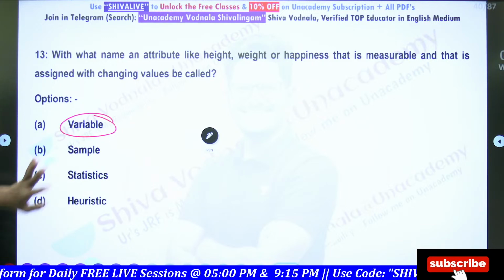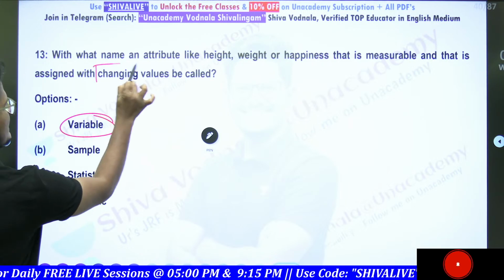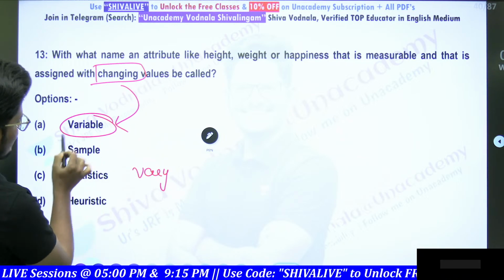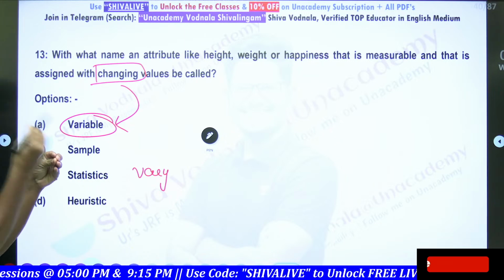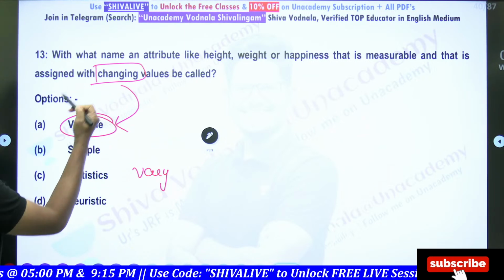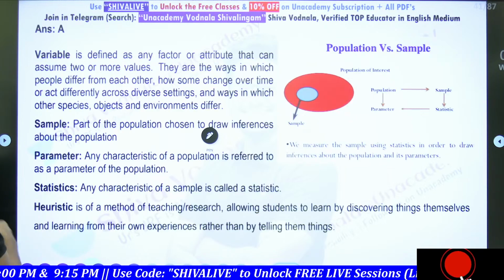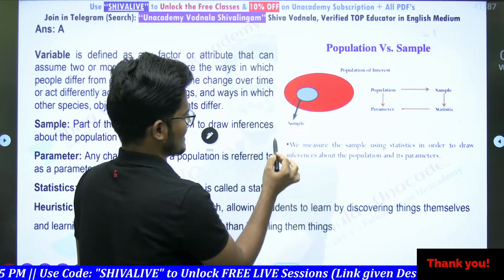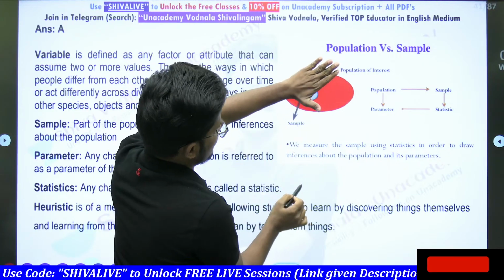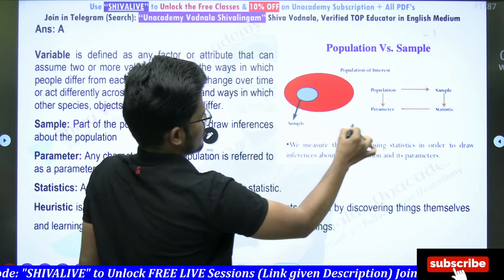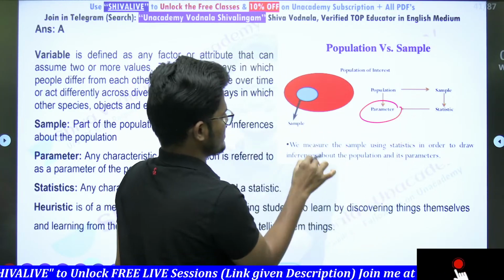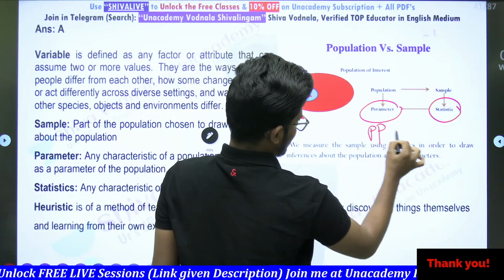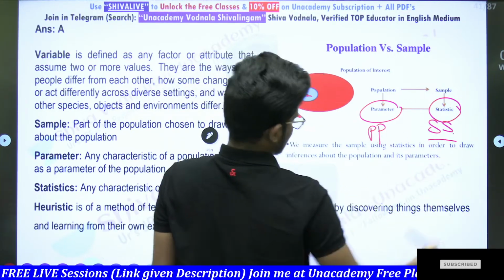So the attribute, by name itself, is changing. Changing means vary. Vary is nothing but variable only. A variable is one which keeps on changing, that is why the name itself is given variable. And for the remaining options, population and sample, parameter and statistics: the information which is inside the population is called a parameter. The information which is inside the sample is called a statistic. So PP, population parameter, sample statistics, yes.